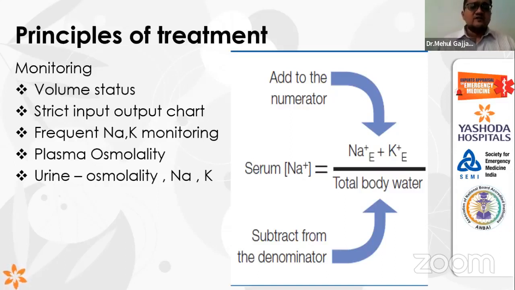Now the monitoring. Various guidelines recommend a strict input and output chart of the patient, strict measurement of volume status of the patient, as well as strict daily weight if the patient is hospitalized. Frequent sodium and potassium monitoring. The European and American guidelines recommend sodium monitoring every 2 hours. I don't know how it's possible in our scenario, but guidelines do recommend 2 hourly sodium monitoring, plasma osmolarity daily, and urinary osmolarity, urinary sodium and potassium for the diagnosis of hyponatremia.